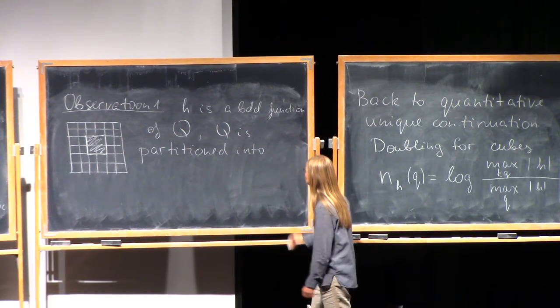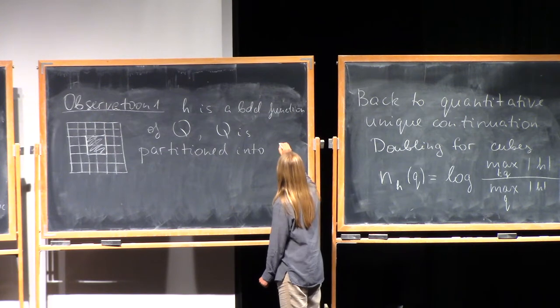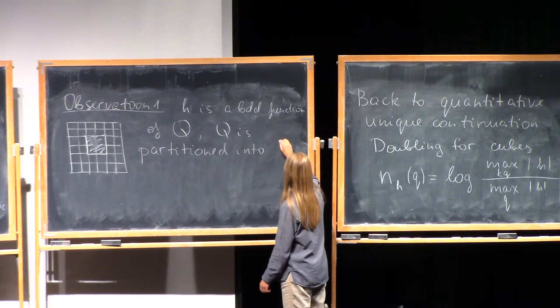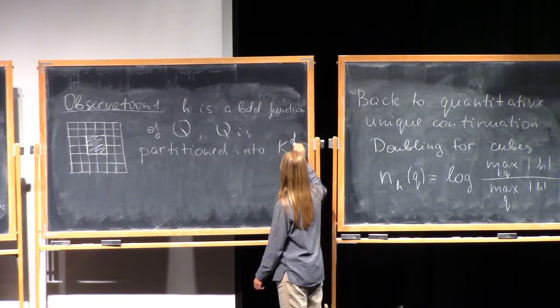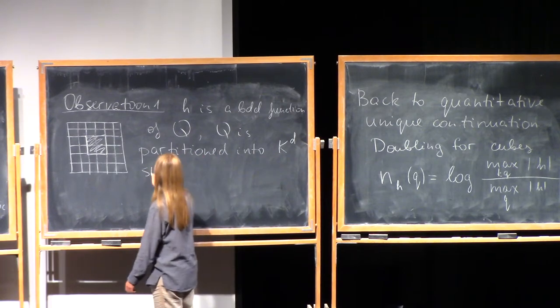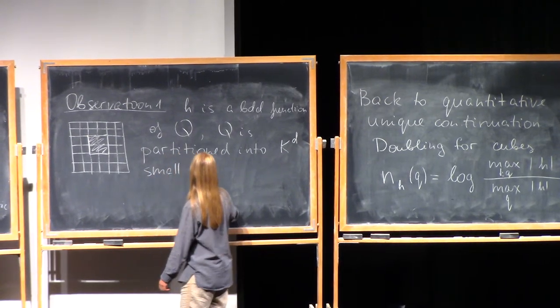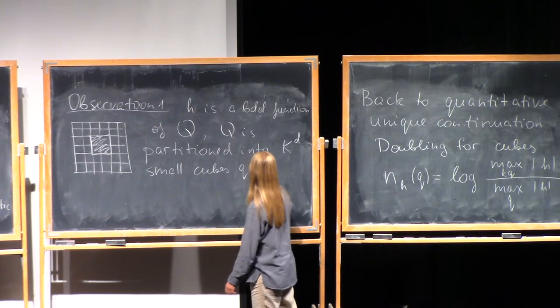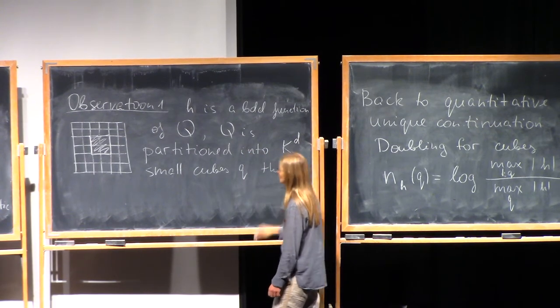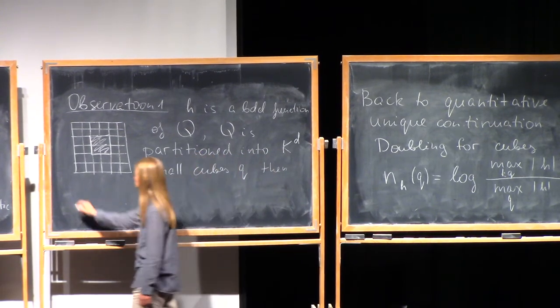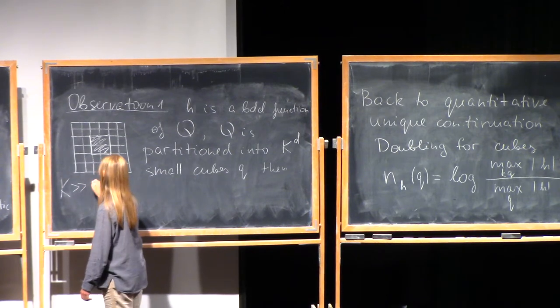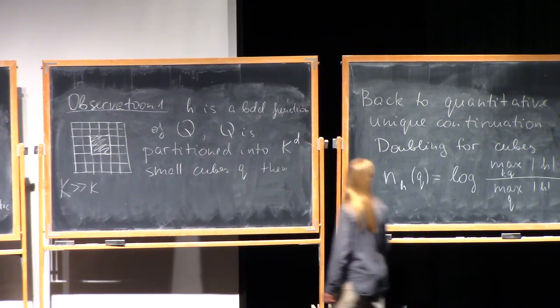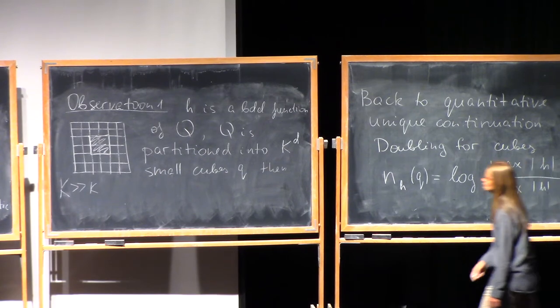Into small cubes, equal ones, say k to the power d small cubes q, and k is large, compared to my constant small k here.